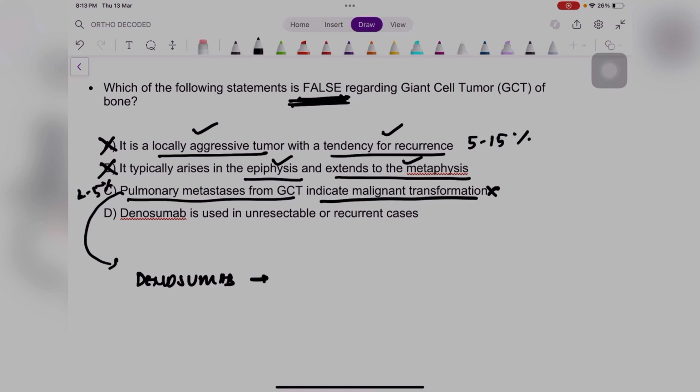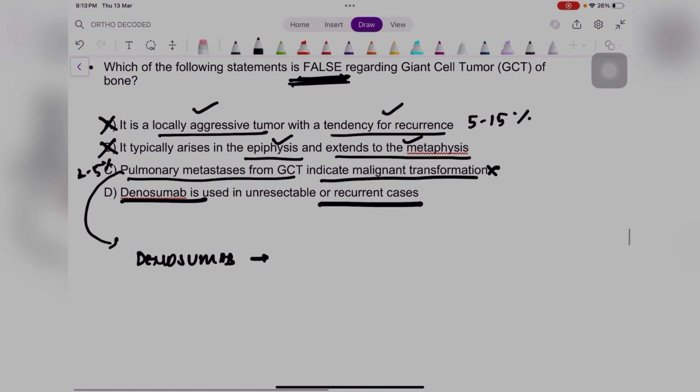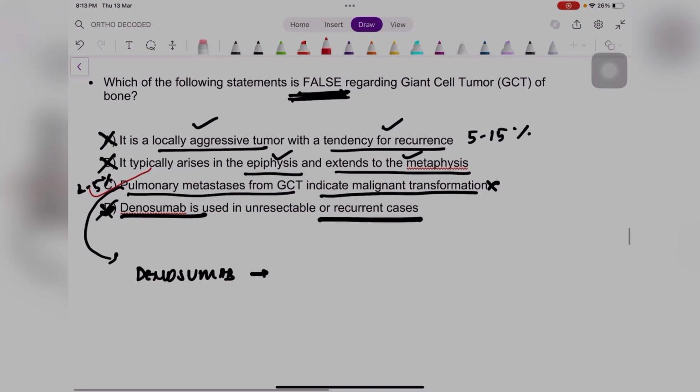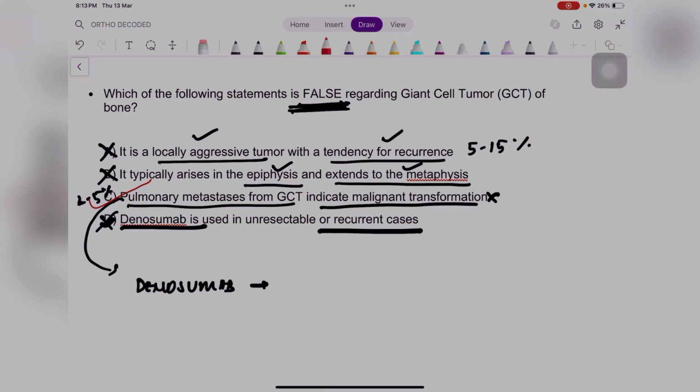So the last statement, denosumab is used in unresectable or recurrent cases. Yes, denosumab is used in unresectable and recurrent cases. Therefore, this option is also true and it is excluded. So the only option left is this. So the correct answer is pulmonary metastasis from GCT indicates malignant transformation.